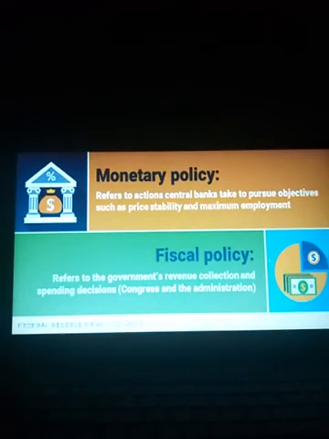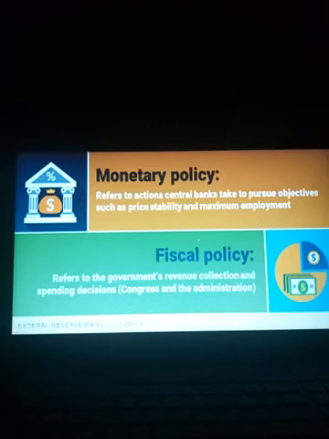Just before we go to the differences, observe the meaning in the simplest terms: monetary policy refers to actions the central bank takes to pursue objectives such as price stability and maximum employment, whereas fiscal policy refers to the government's revenue collection and spending decisions. Here, income and expenditure decisions of the government are fiscal. What action the central bank takes in order to pursue maximum employment and price stability is monetary.